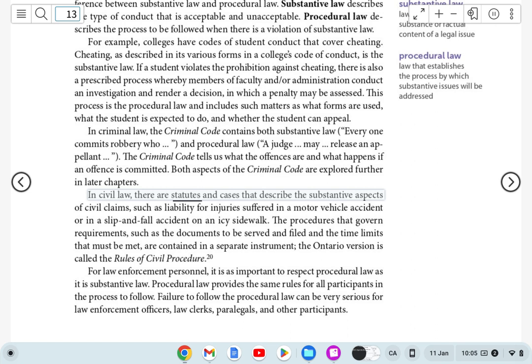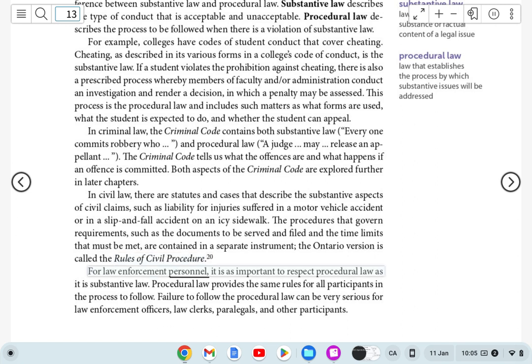In civil law, there are statutes and cases that describe the substantive aspects of civil claims, such as liability for injuries suffered in a motor vehicle accident or in a slip and fall accident on an icy sidewalk. The procedures that govern requirements, such as the documents to be served and filed and the time limits that must be met, are contained in a separate instrument. The Ontario version is called the Rules of Civil Procedure.